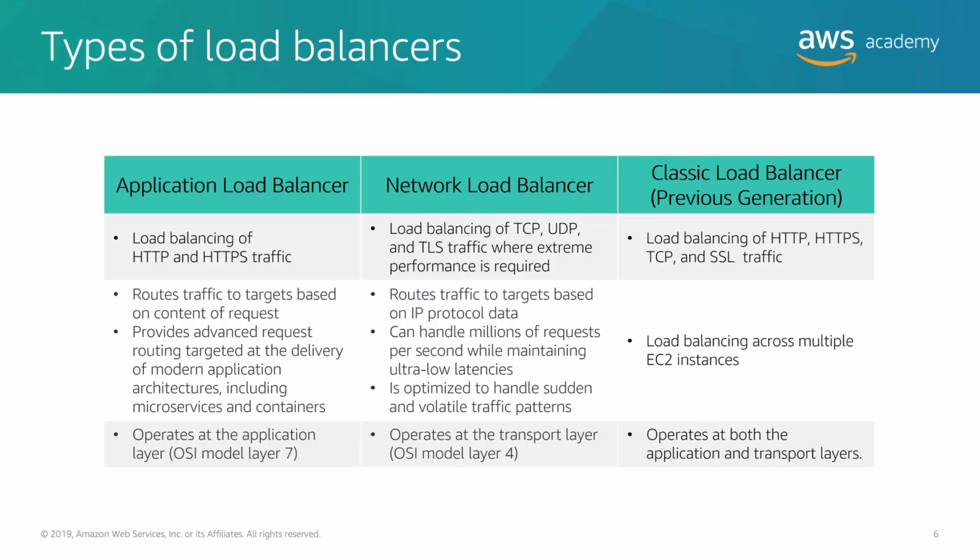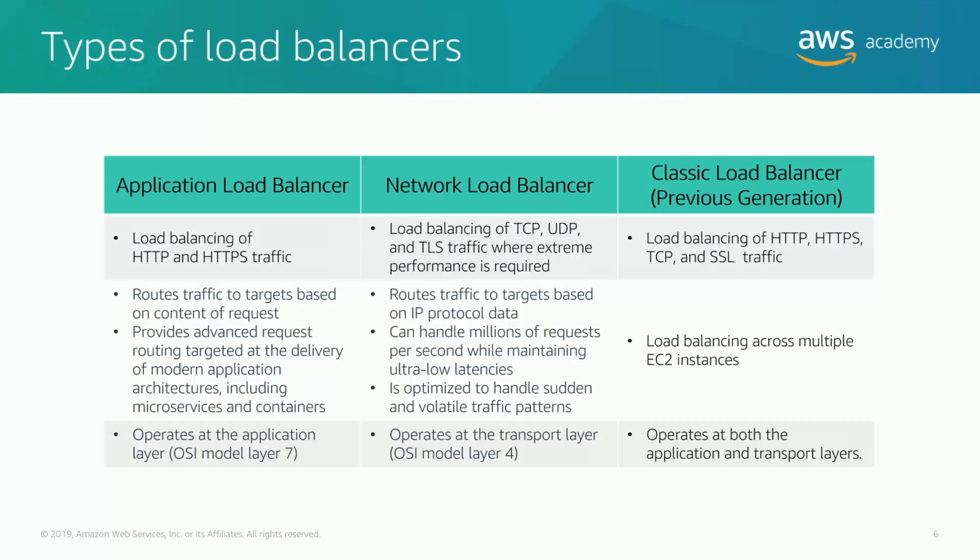There are three types of elastic load balancers. First, an application load balancer, which operates at the application level, or layer 7, of the OSI model. It routes traffic to targets based on content of the request. It is ideal for advanced load balancing of HTTP and HTTPS traffic. An application load balancer provides advanced request routing that is targeted at delivery of modern application architectures, including microservices and container-based applications. An application load balancer simplifies and improves the security of your application by ensuring that the latest secure sockets layer and transport layer security ciphers and protocols are used at all times.